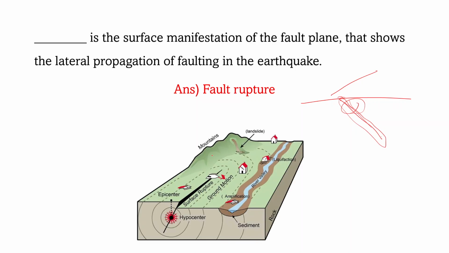So here you have the image also. See? This is the surface rupture. The fault plane, if you look at this in a three-dimensional way, is like this. This is the fault plane, and then on the ground you can see it as the fault rupture or the surface rupture.